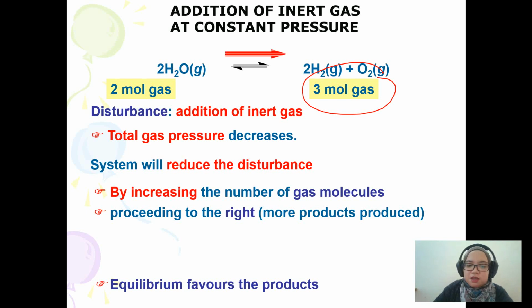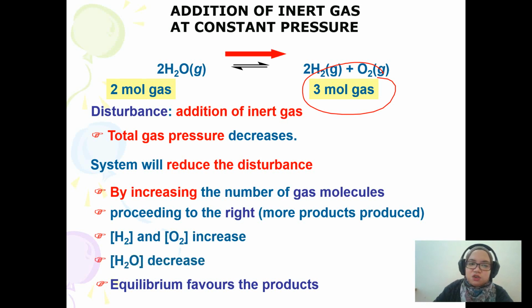More product will be produced. So the concentration of hydrogen gas and oxygen gas will increase, and the concentration of water will decrease. Okay, so in this case, equilibrium favours the production of product. Tadi reactant sebab reactant ada banyak mole of gas. Kali ni product sebab product ada more number moles of gas. Okay.